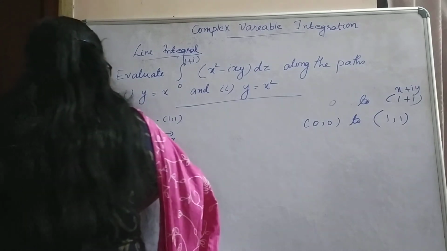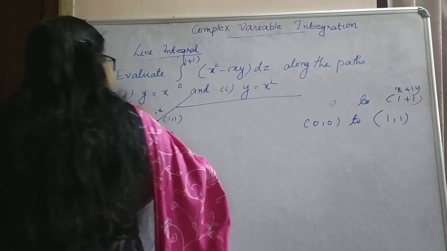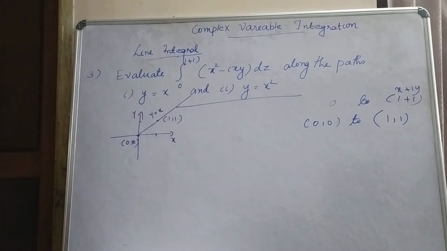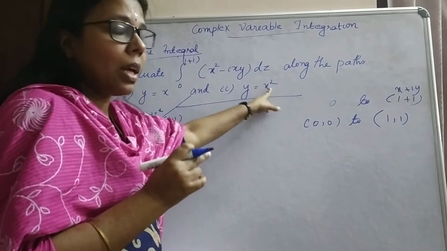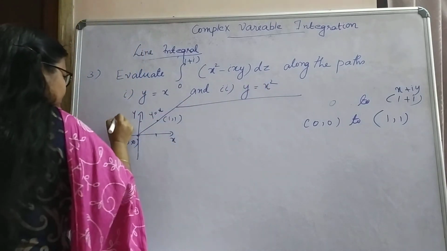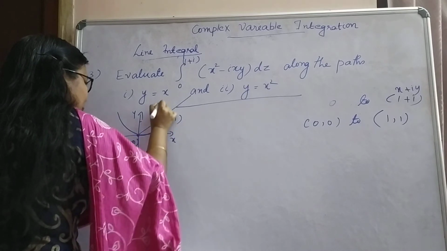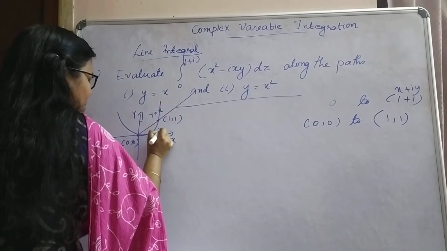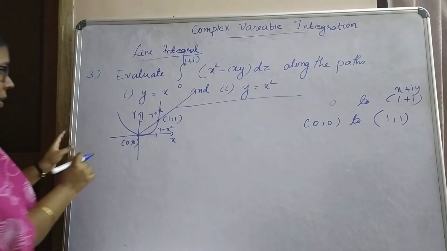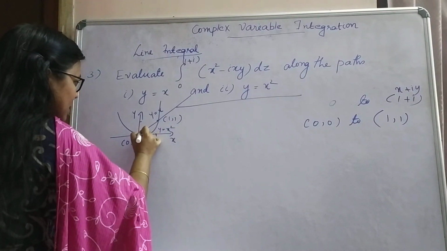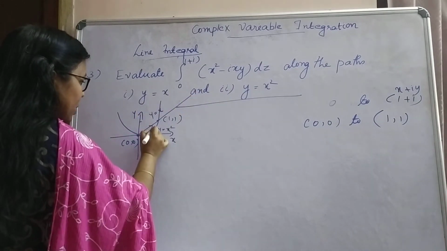That is y equal to x. Then y equal to x square is a parabola. Here, first question, along y equal to x, then along y equal to x square.